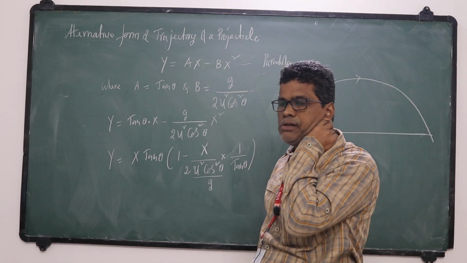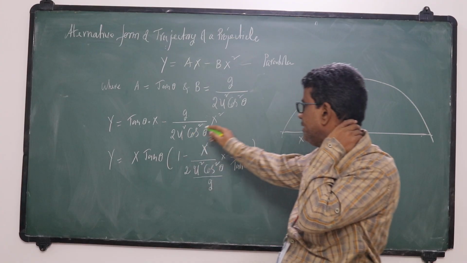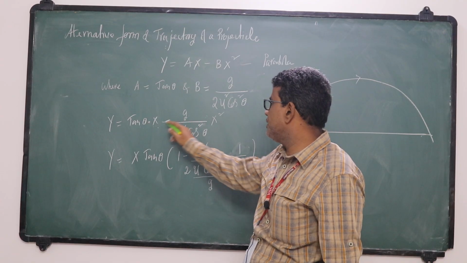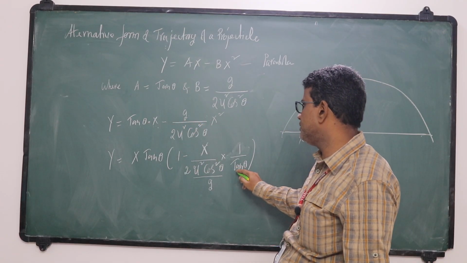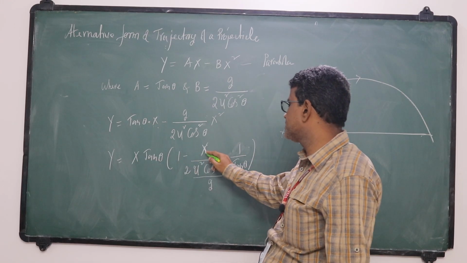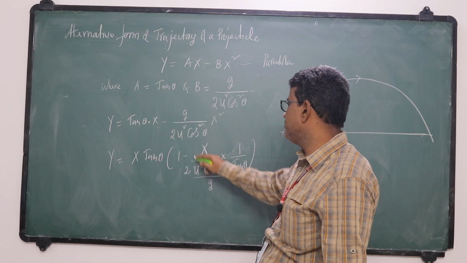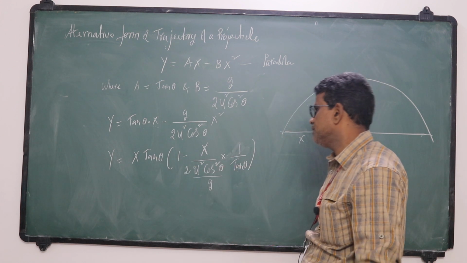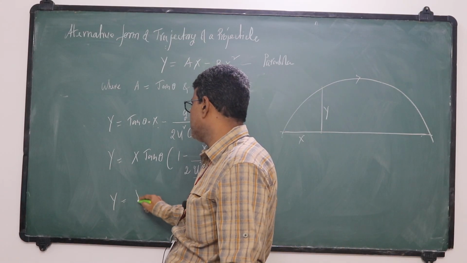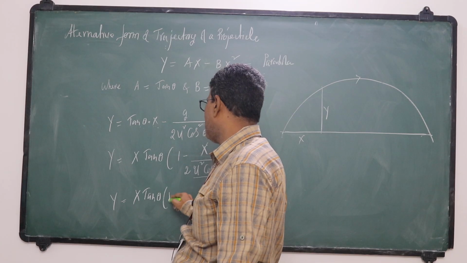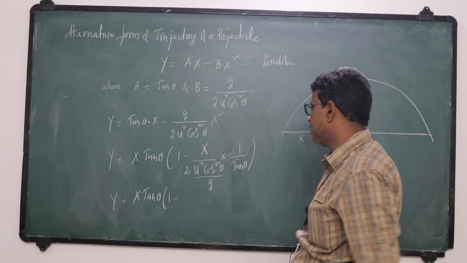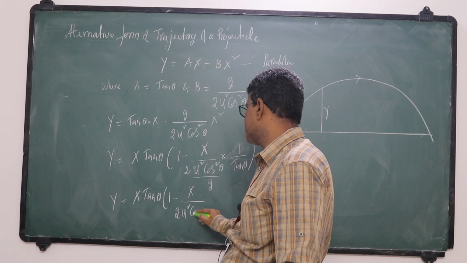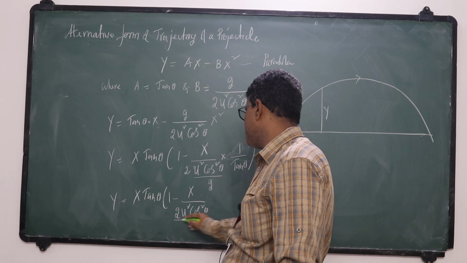How am I doing it like this? Because I take x tan theta common, here you will get 1. Here there is no tan theta, so I divide with tan theta. So this tan theta into x square, g to the numerator, 2u square cos square theta. This tan theta will get cancelled. So y is equal to x tan theta of 1 minus x by 2u square cos square theta by g.